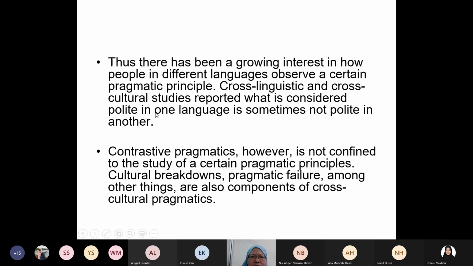So there are many things that are not polite. And how do you know? You know by learning, experiencing it. But sometimes there are pragmaticians or sociolinguists who go around doing these studies and reporting on what is polite in one culture and what is not polite in the other culture. So get a hold of one study and read and see how interesting it is. Okay, then contrastive pragmatics, however, it's not confined to the study of certain pragmatic principles.